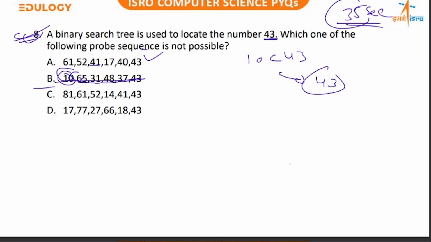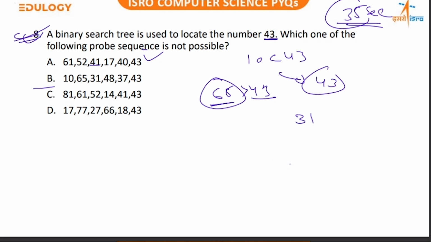Now 65 compared with 43. 65 is greater than 43. So all the values after 65 must be smaller than 65. Okay, so these values are smaller than 65. Okay, now what will happen?